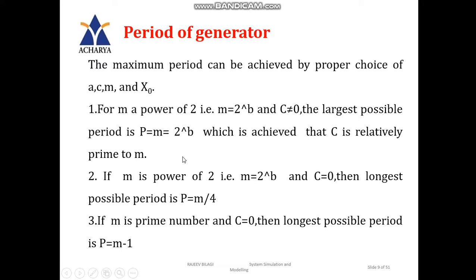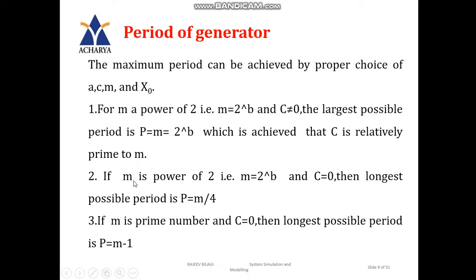There are three different cases. In the first case, if the value of m is a power of 2, that is m equals 2 to the power of b, and the value of c is not equal to 0, the largest possible period, P equals m, is achieved when c is relatively prime to m.